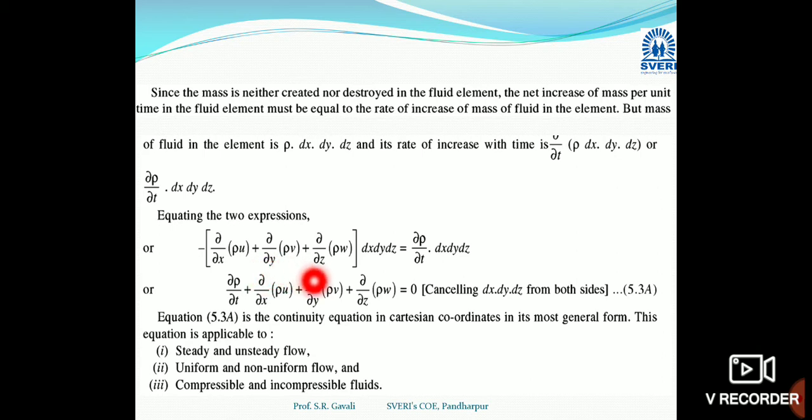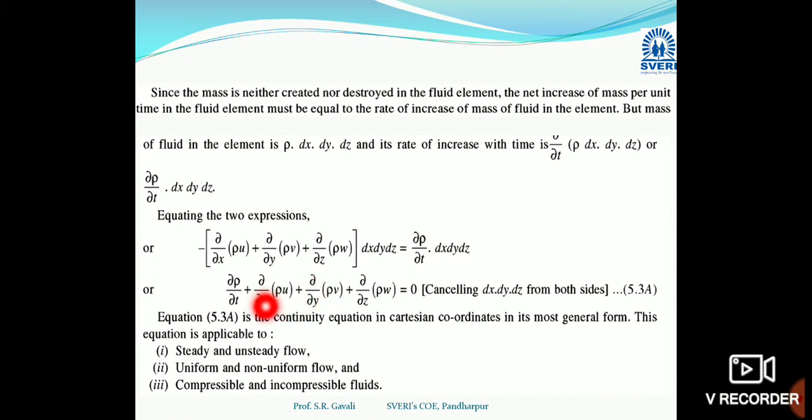So we can say that dou of dou x rho u plus dou of dou y rho v plus dou of dou z rho w, taking the minus sign to this side, plus dou rho by dou t, into dx dy dz is equal to 0. Or dx dy dz will cancel. So dou of dou x rho u plus dou of dou y rho v plus dou of dou z rho w plus dou rho by dou t is equal to 0.